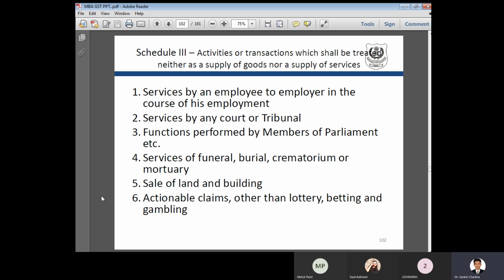So any of the courts, either a JMFC, district court, sessions court, high court, Supreme Court, are not under the purview of GST, that is goods and service tax, and they cannot be treated as goods or as services.